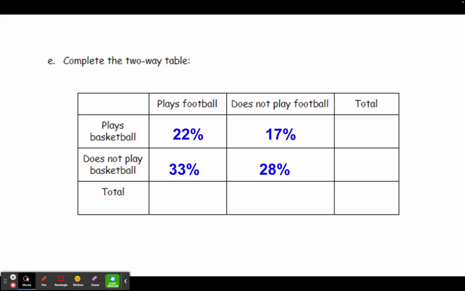And from there, we can go ahead and total up the rows and the columns. So we have 55% and 45%. Notice those make 100 if we add them together. If we add the rows, we get 39 and 61, which all together give us 100%.